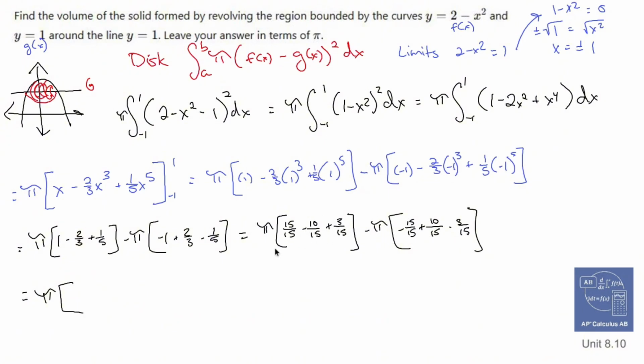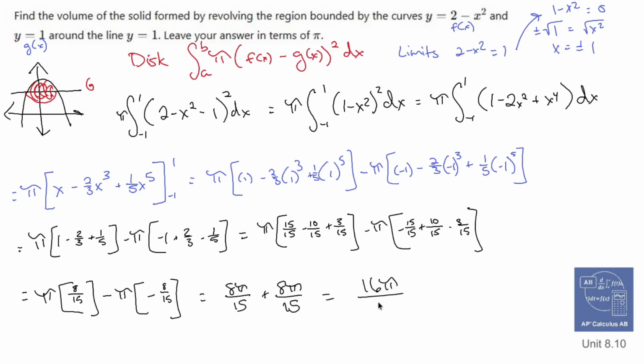15 minus 10 plus 3 is 8, so we get 8 over 15 minus pi times negative, same thing but negative, 8 over 15. This becomes 8 pi over 15, double negative, plus 8 pi over 15. Add the 8 pi plus the 8 pi, and 16 pi over 15 is going to be our answer.